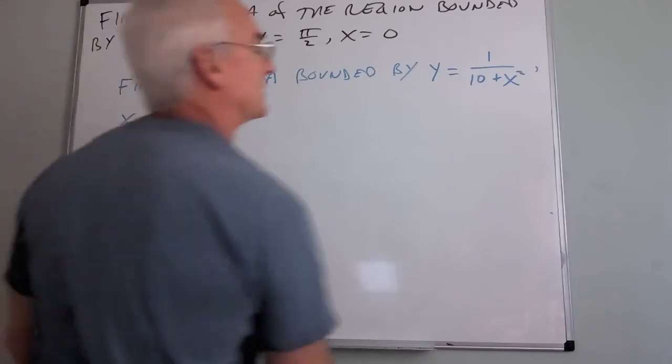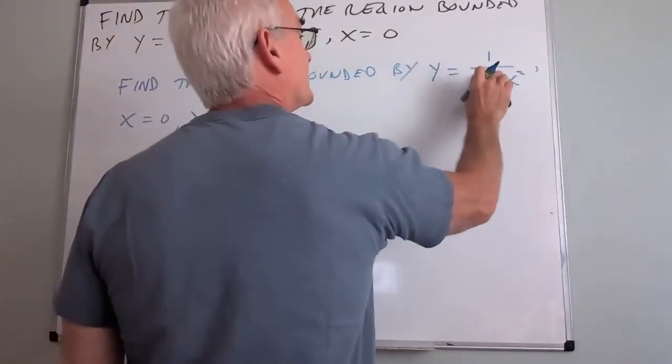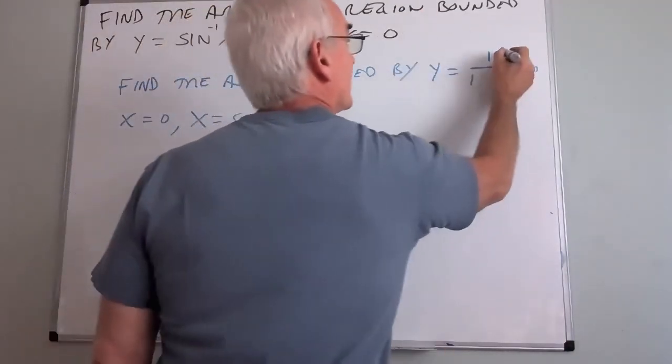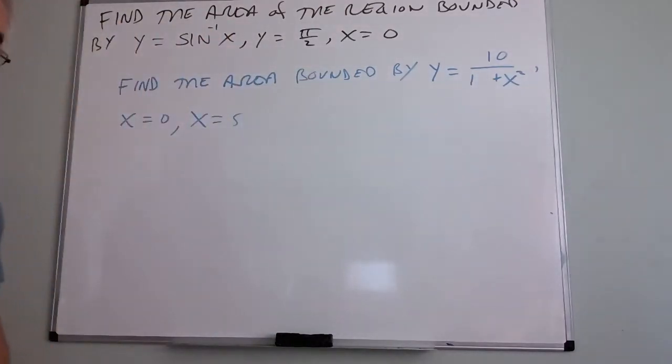Oh, you know what? I'm going to change one thing. Sorry. I'm going to put the 10 on top. Sorry. I want this to be an easier antiderivative. 10 on the bottom. What was I thinking?